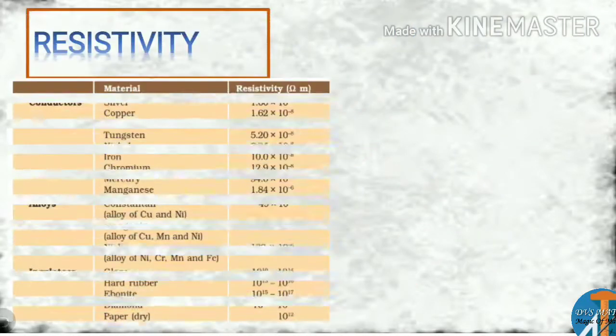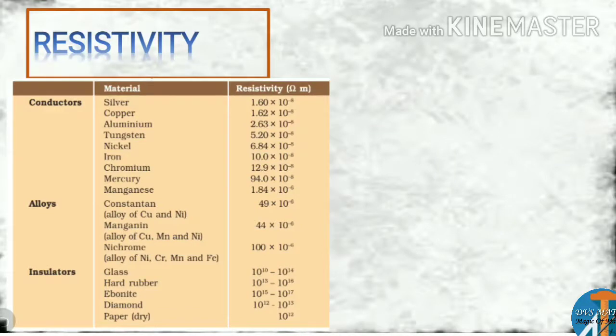So now let's observe the chart which is given in your textbook. Conductors, alloys and insulators. The first conductor is silver here. What is the resistivity of that? 1.60 into 10 to the power of minus 8. That means resistivity is very less here. If we consider copper, it is 1.62 into 10 to the power of minus 8, where the resistivity is again increased when compared to silver.